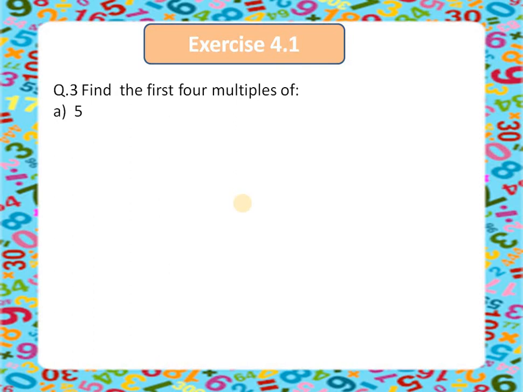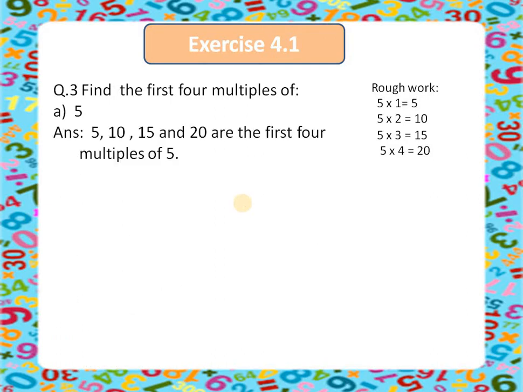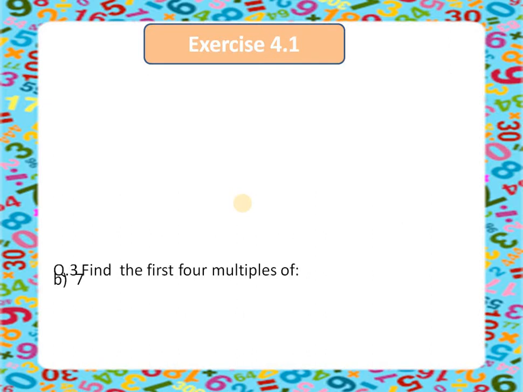Question number 3. Find the first 4 multiples of a number. 5 is given to you. You have to find out the first 4 multiples of 5. Rough work. In that we are going to write 5 1s are 5, 5 2s are 10, 5 3s are 15, 5 4s are 20. So the first 4 multiples we have got are 5, 10, 15 and 20. Now we are going to write the answer. 5, 10, 15 and 20 are the first 4 multiples of 5.